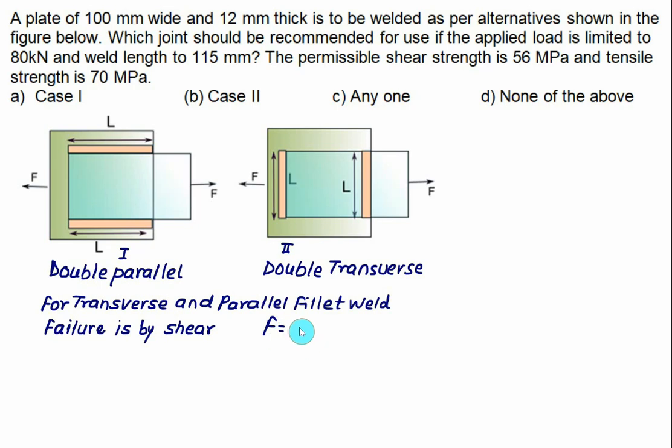We have total area as 2 times throat thickness T multiplied by L, multiplied by tau. So neither the value of throat thickness will change, nor the length of weld, nor the value of tau. So both of these cases will be suitable for us. Either you can select the double parallel or you can select the double transverse, because the answer remains the same.